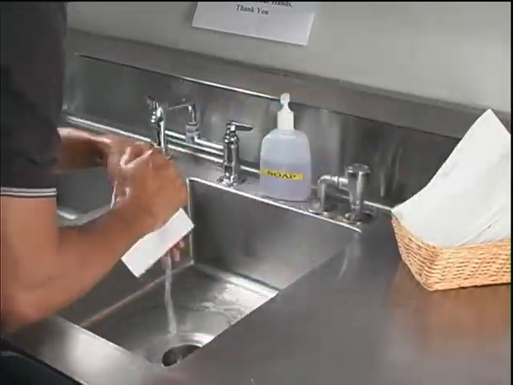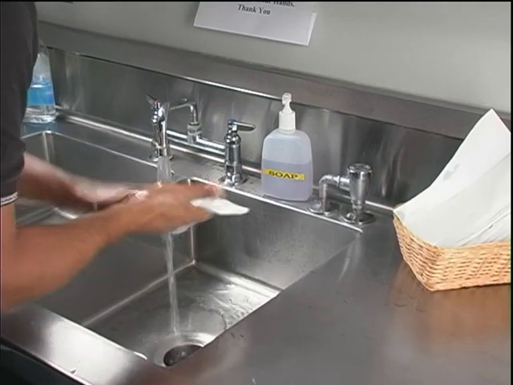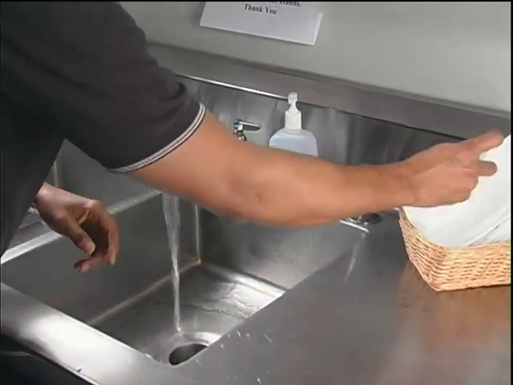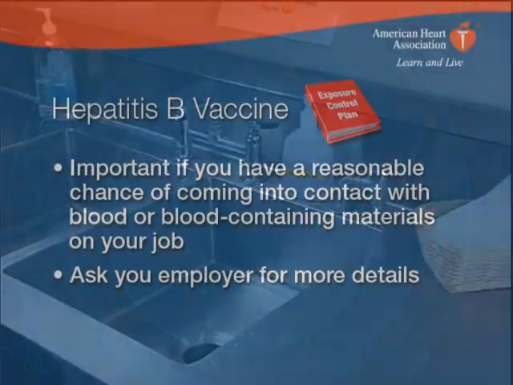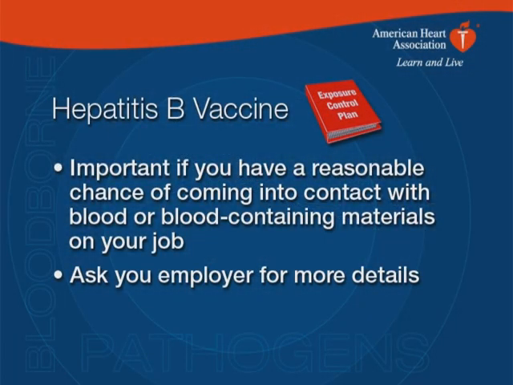Note that you can use waterless hand sanitizers if you do not have immediate access to soap and water. Wash your hands with soap and large amounts of water as soon as you can. If you have a reasonable chance of coming into contact with blood or blood-containing materials on your job, your employer should make a hepatitis B vaccine available to you free of charge. Your employer's exposure control plan will identify who is at risk. You will learn more about this in the site-specific bloodborne pathogens training. Ask your employer for more details.